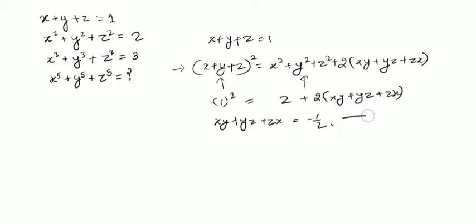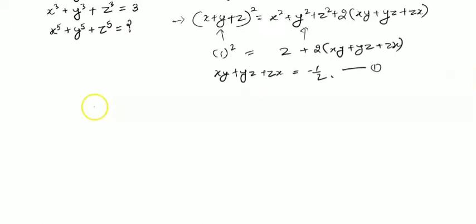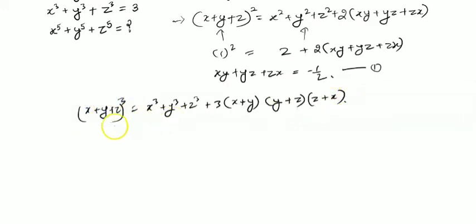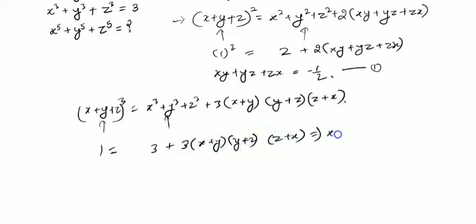And let's consider this. The second equation that is going to be of use is (x plus y plus z) whole cubed, which equals, and again we know the answer to both of these parts. So it becomes 1 equals 3 plus 3 into (x plus y) into (y plus z) into (z plus x), which means that (x plus y)(y plus z)(z plus x) equals minus 2 by 3.